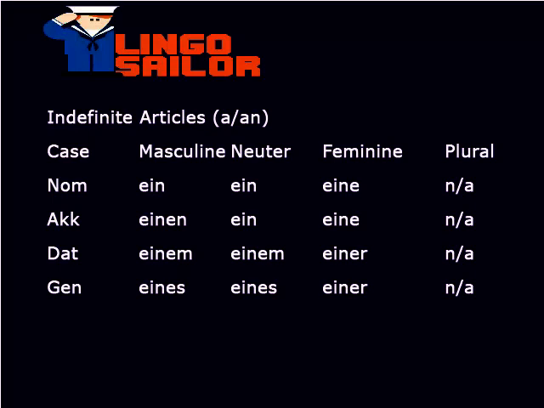Here are the indefinite articles. It means a or an. The nominative case is, for masculine, ein. Neuter is ein. Feminine is eine. And of course, there's no plural. The accusative case, masculine, is einen. Neutral is ein. And feminine, eine.